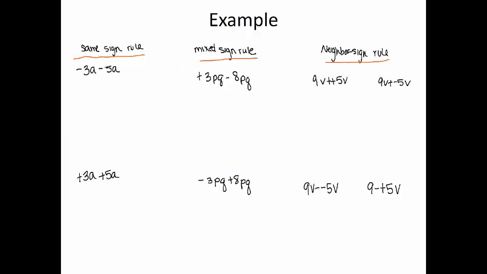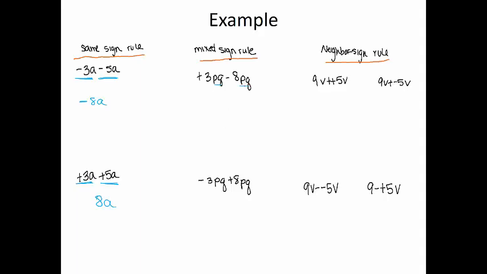Alright, let's look at some examples here. Same sign rule. So now we're just going to go through the rules with things that have variables, so we can see how you do it with like terms. Negative 3a and negative 5a, well, they're like terms. They're both negative, so we're going to keep the negative. And negative 3a's and negative 5a's means you have negative 8a's. Positive 3a's and positive 5a's means you have positive 8a's.